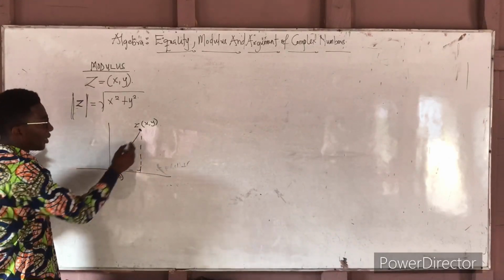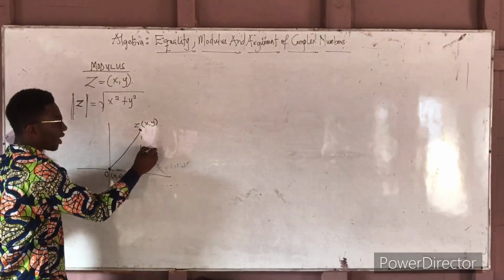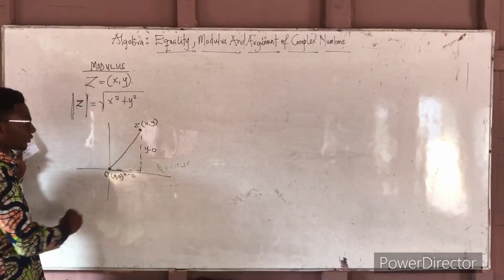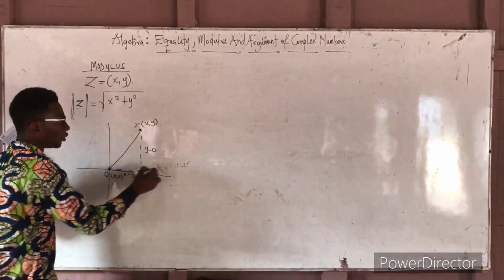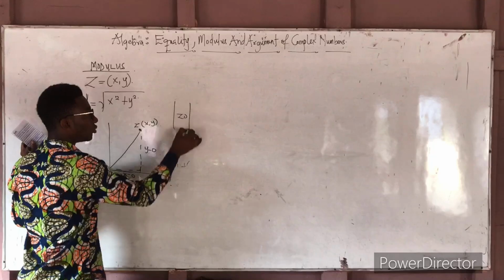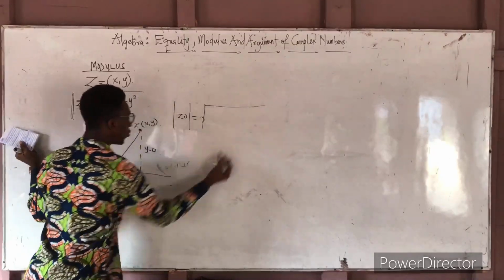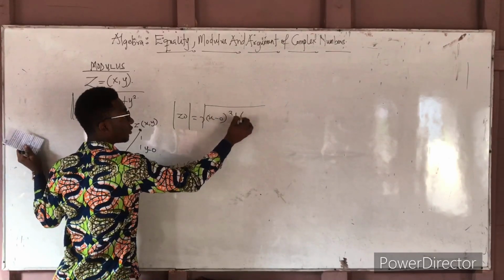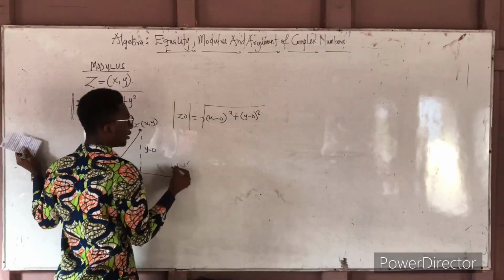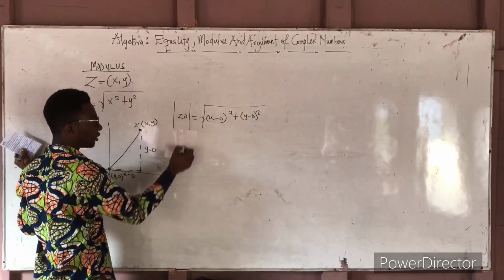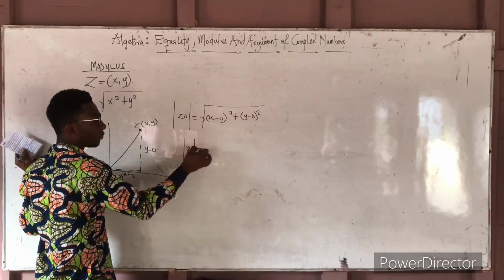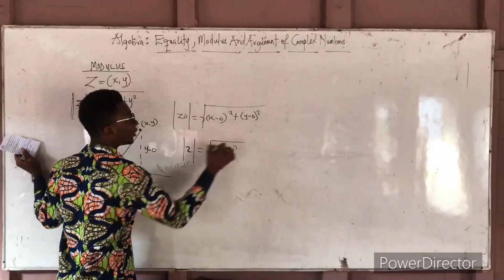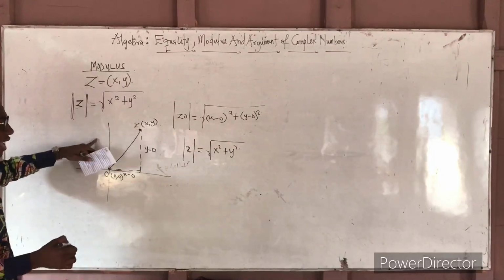So now the difference here is what? Y minus what? The origin, and the difference here becomes what? X minus what? The origin. So considering this as ZO, the magnitude of ZO will simply become the square root of what? X minus 0 all squared plus Y minus 0 all squared. So the magnitude of the complex number gives the square of the x plus the square of the y over here from the Argand diagram.